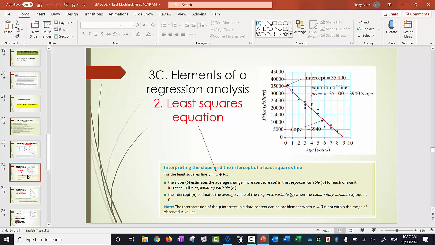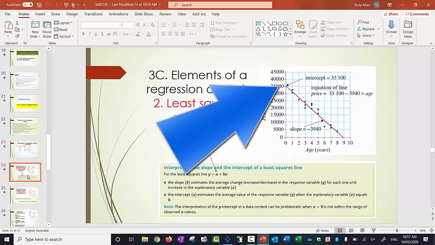Obviously, if your line went wonky like that, you're going to have big distances, and your total of the squared numbers will be very big. So you fiddle around until it's small. Now, the components of the equation are the gradient and the intercept. Yeah, y equals ax plus b.